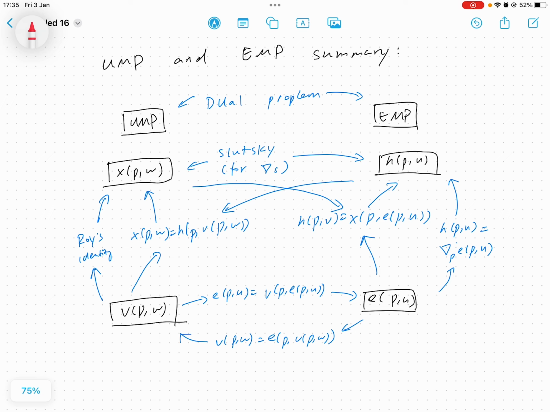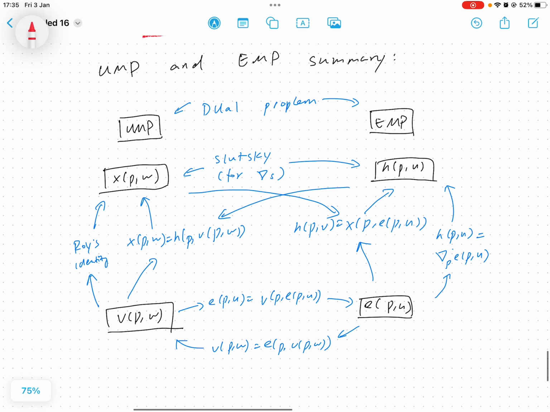So we have 4 main ingredients here. The first one is this Walrasian demand in the UMP, and the value function for the utility is represented by this V. For the expenditure minimization problem, the corresponding solution, or set of consumption, is this Hicksian demand, and the corresponding value function is this E, the expenditure function. Today we talked about the Slutsky equation, which links those two.